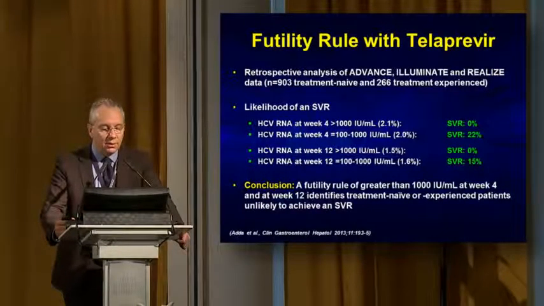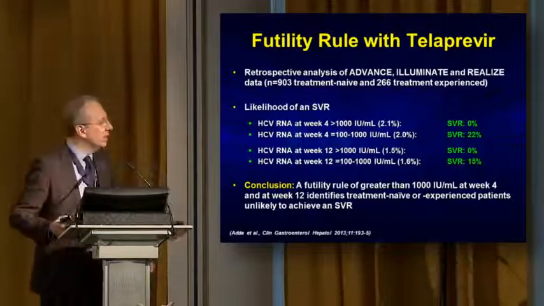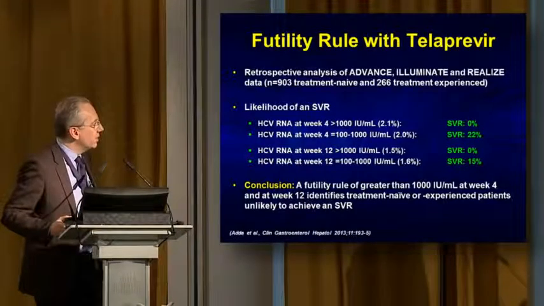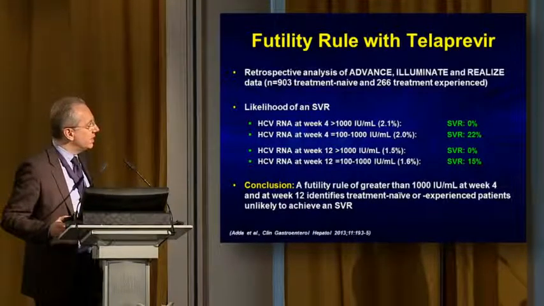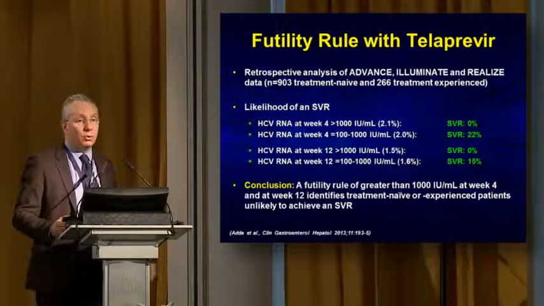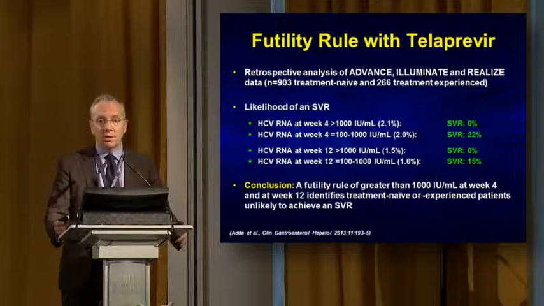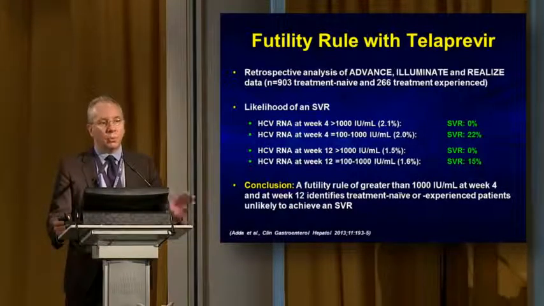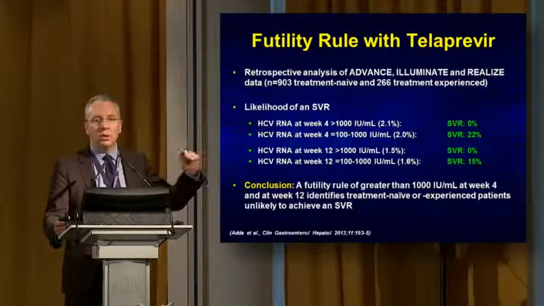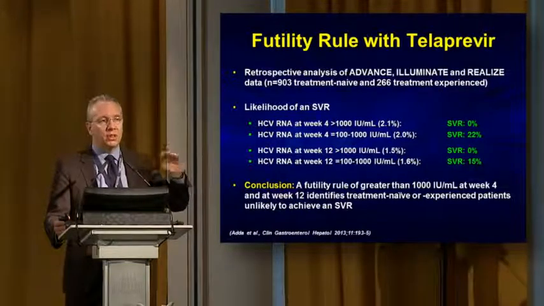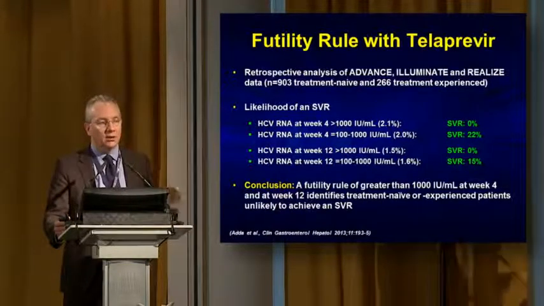It's data on 900 treatment-naive and 270 treatment-experienced patients. And you can see here that the likelihood of a sustained virological response if the HEV RNA at week 4 was above 1,000 IU per ml was 0%. No chance if you're above 1,000. But if you are between 100 and 1,000, the SVR rate was 22%. And this really tells you that above 1,000, the patient has no chance of achieving a sustained virological response.